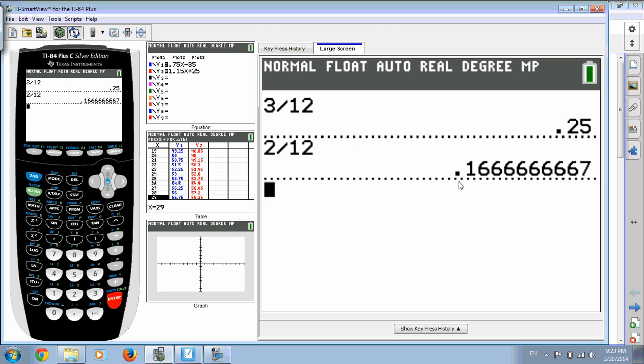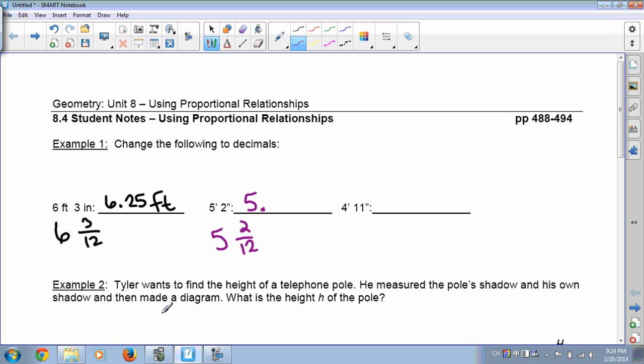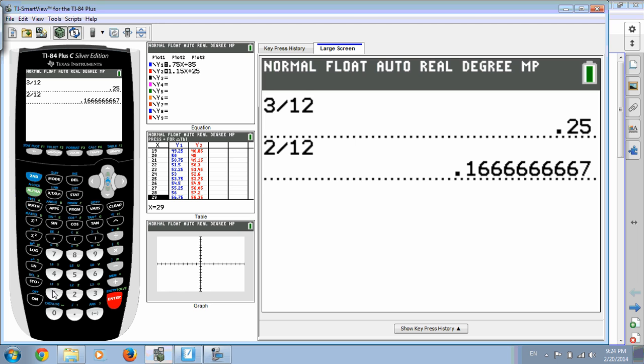Round to two decimal places, 0.17, because the third decimal place will round. If it's 5, 6, 7, 8, or 9, and it is a 6, so we're going to round this up to a 7. So 5.17 feet. And 4 feet 11 inches, so 4 feet and 11 out of 12 is what we need to calculate.